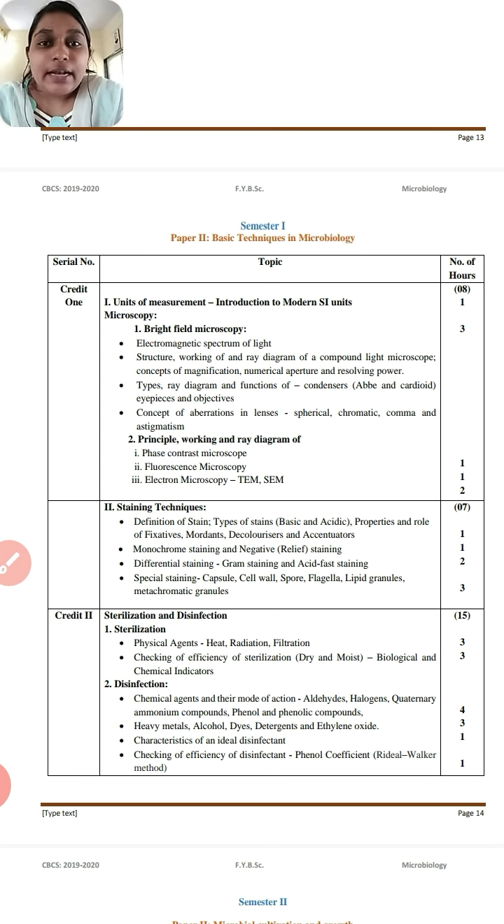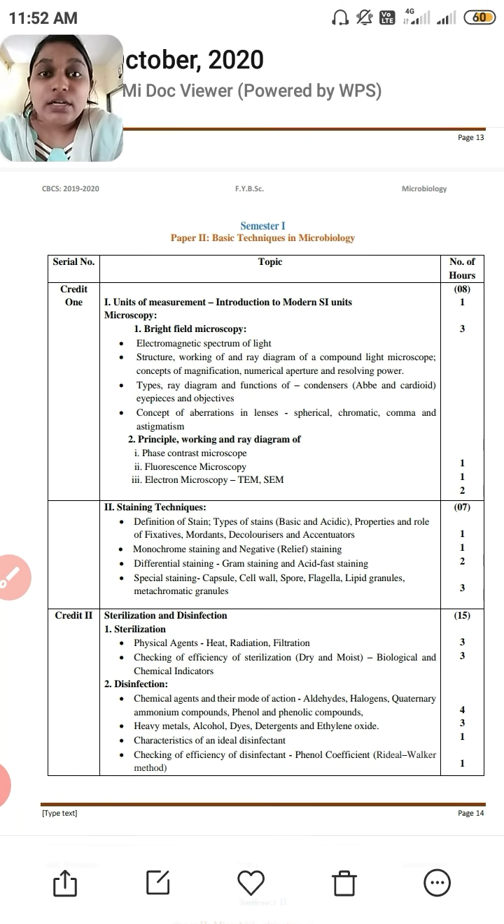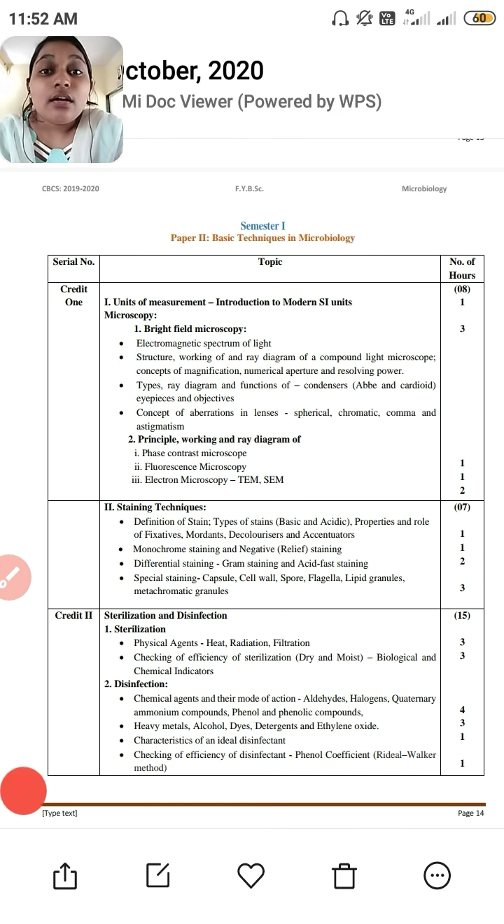So after that, the microscope has two types, like simple microscope and compound microscope. In the compound microscope we will see the structure, working and ray diagram. Then after that we will see the concept of magnification. Magnification means increasing the size of that particular object or microorganism we are going to observe under the microscope, but not the physical size, just the magnified size. So this is called magnification.